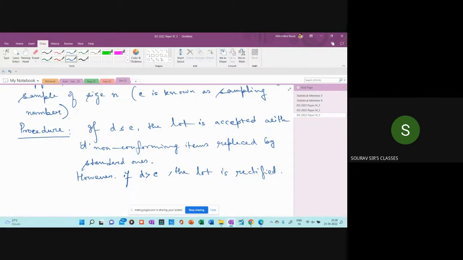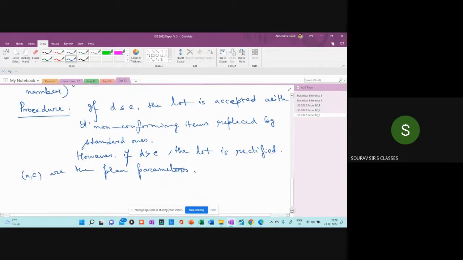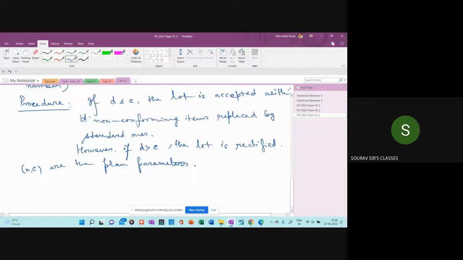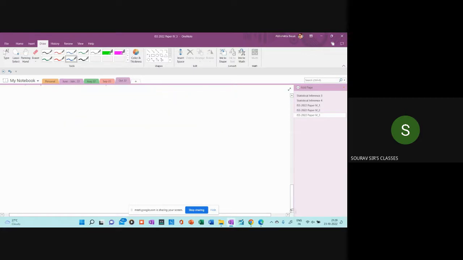Okay. So actually, if D is less than C, the lot is accepted, and this is the procedure. And the main thing is that this N and C are the plan parameters. Okay. So this is the procedure. Now we can draw a flow chart of this. What will be the flow chart of this particular thing? So basically this N comes, and so we can draw a flow chart like this.